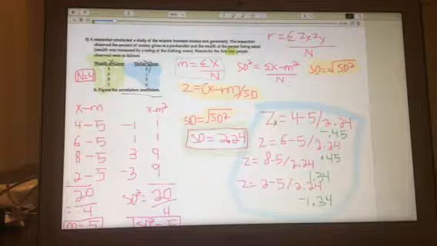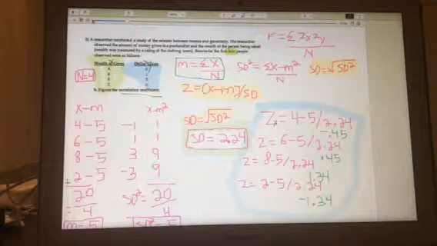Here we have our x: a 4, a 6, an 8, and a 2. The first thing we do is get our mean. Our formula is m equals the sum of x over n. So we add 4, 6, 8, and 2, and we get 20. We plug it into the formula, put 20 up here, and divide by n, which is 4. So 20 over 4, we get m equals 5. Our mean is 5.